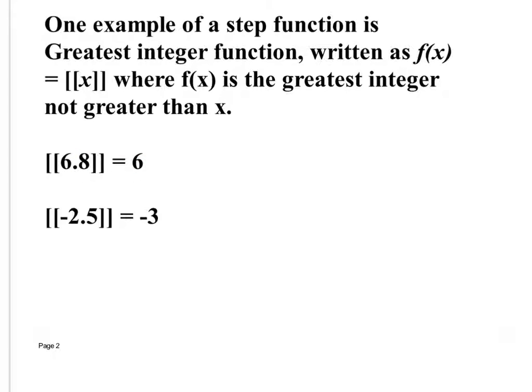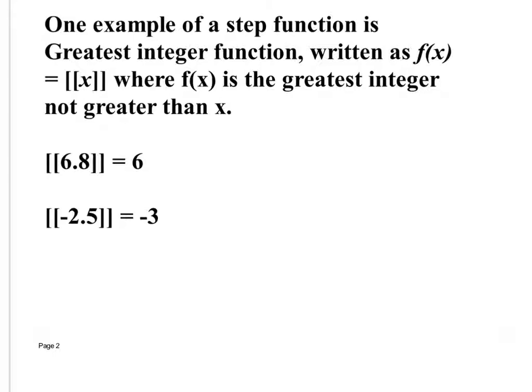Oh, I get that. Okay? I was really confused. For -2.5, the greatest integer of -2.5 is -3, because -2 would be bigger than -2.5, right? Yes. Because when you're working with negatives, -1 is the biggest negative number, right? So -2 would be too big.